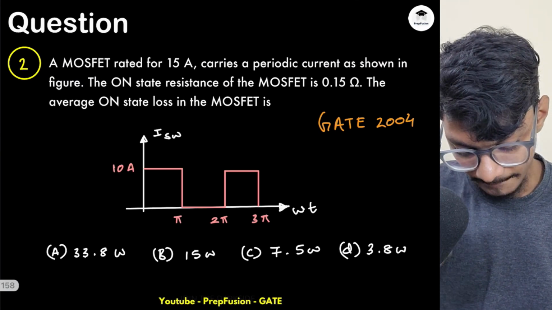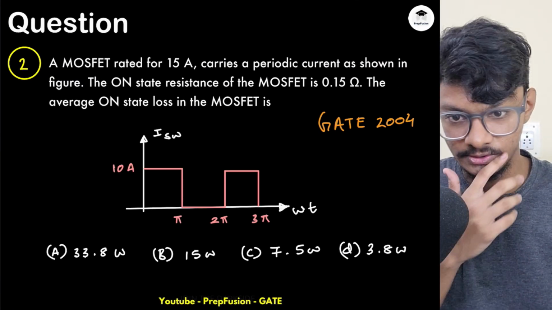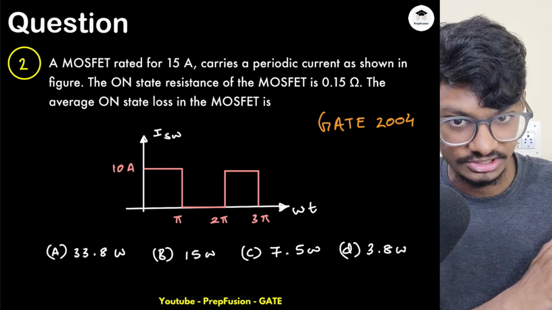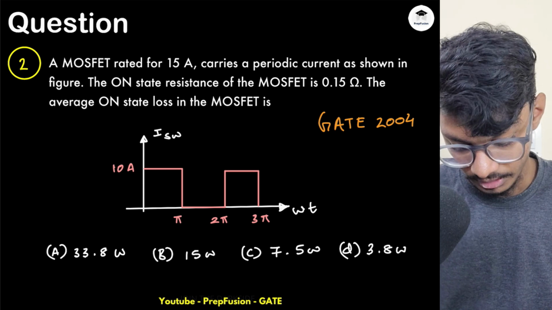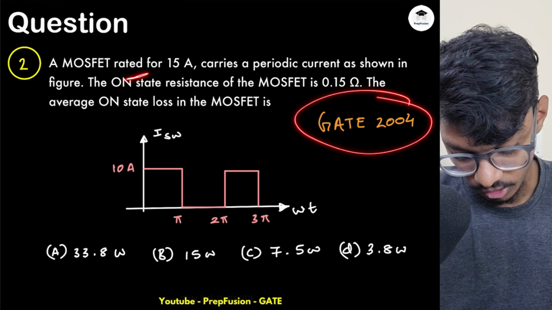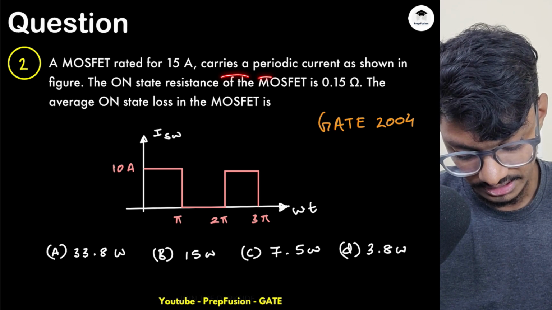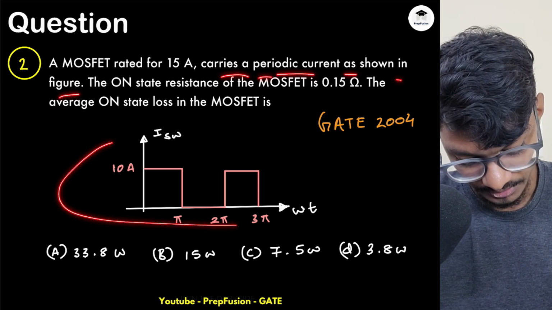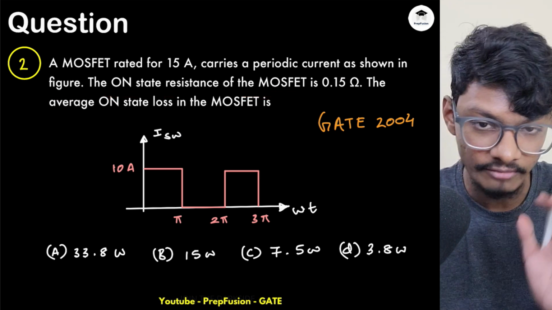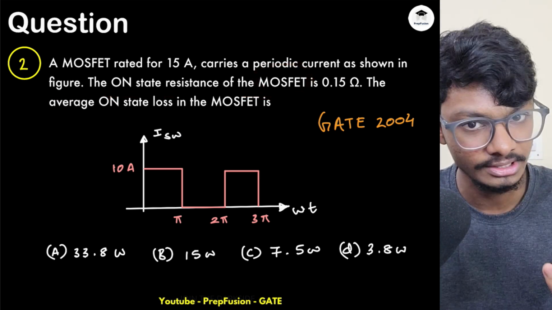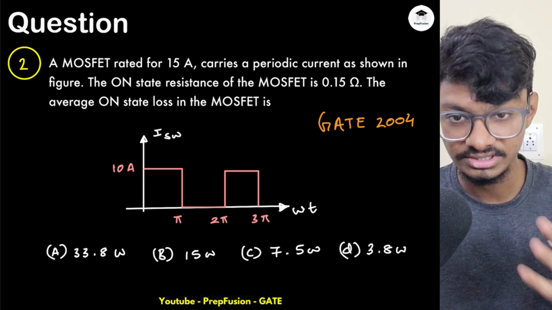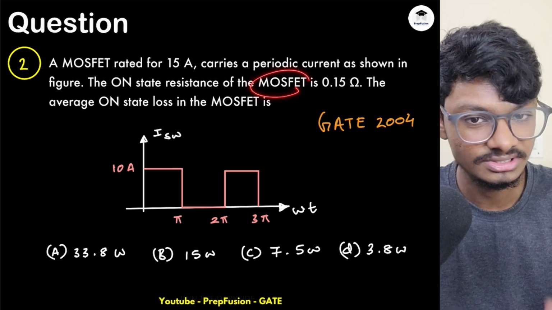Here an interesting question came up in GATE, so we'll solve this question, and the remaining ones I will give you as homework assignment, and in the next lecture we'll solve all those questions. This is a GATE 2014 question: a MOSFET rated for 15 amps carries a periodic current as shown in the figure. The on-state resistance of the MOSFET, you don't have to care about this name. We haven't studied MOSFETs, so don't worry. If you have studied MOS physics, good. If you haven't, just think of this as a switch.